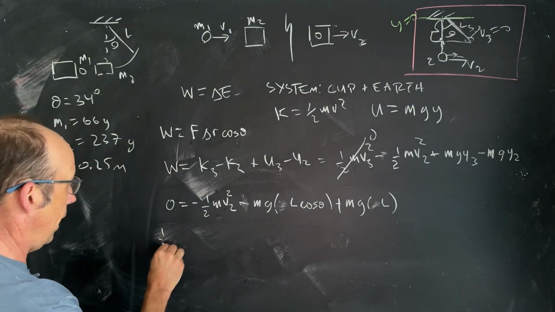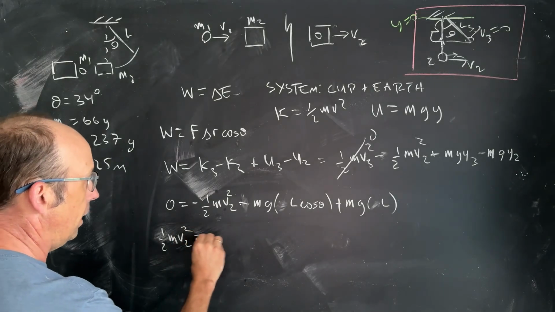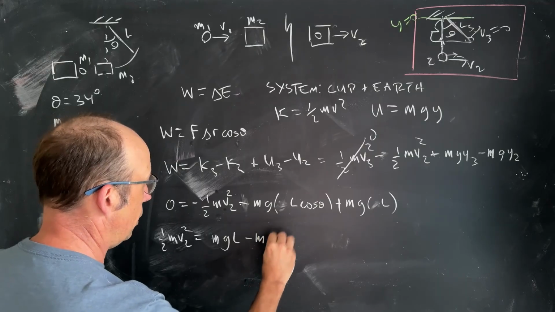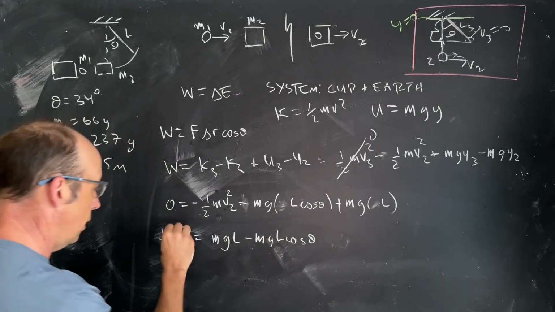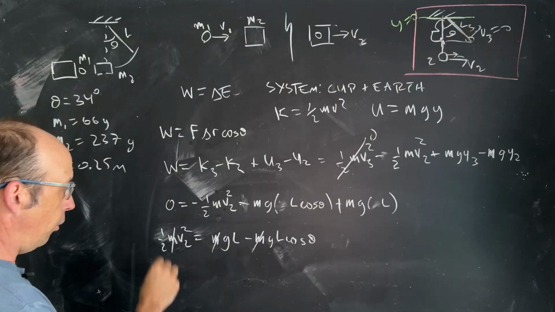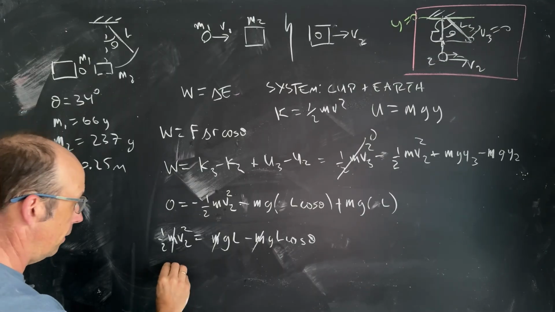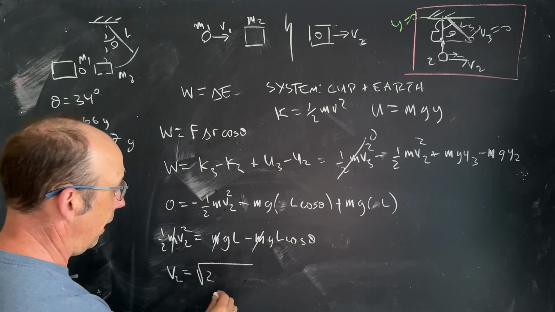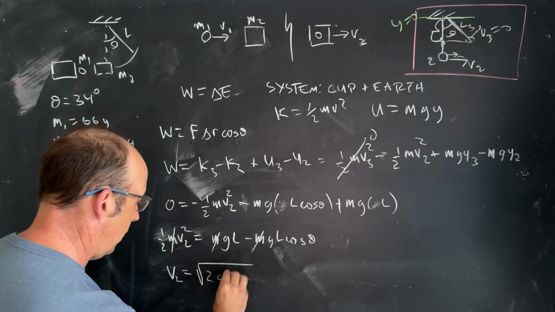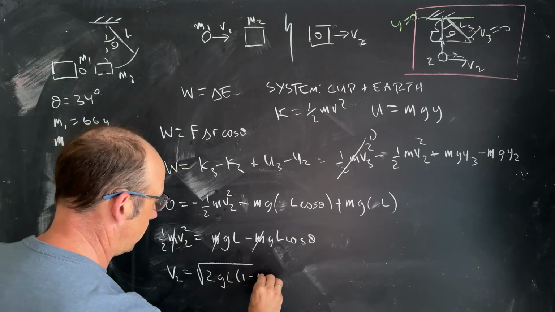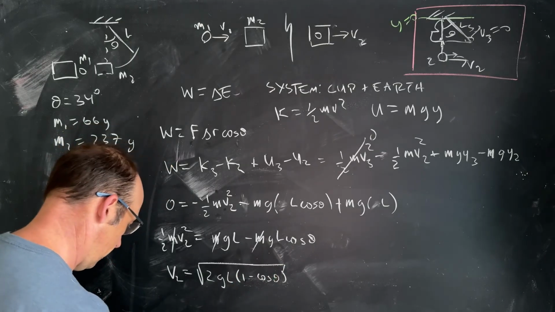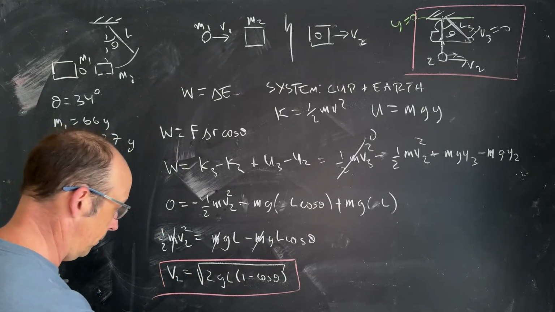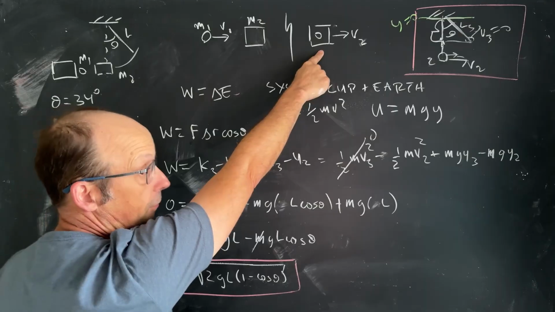So I have 1/2 m v2 squared is going to be mgL minus mgL cosine theta. The mass cancels. I multiply by 2, and I get v2 is the square root of 2, and I have some stuff I'm going to factor out: gL times 1 minus cosine theta. Box. So now I know the velocity of the stuff after the collision.